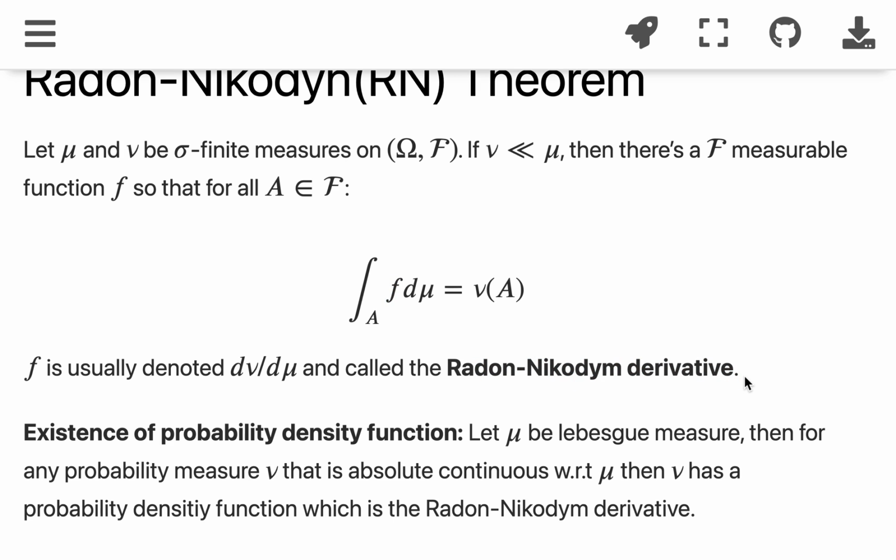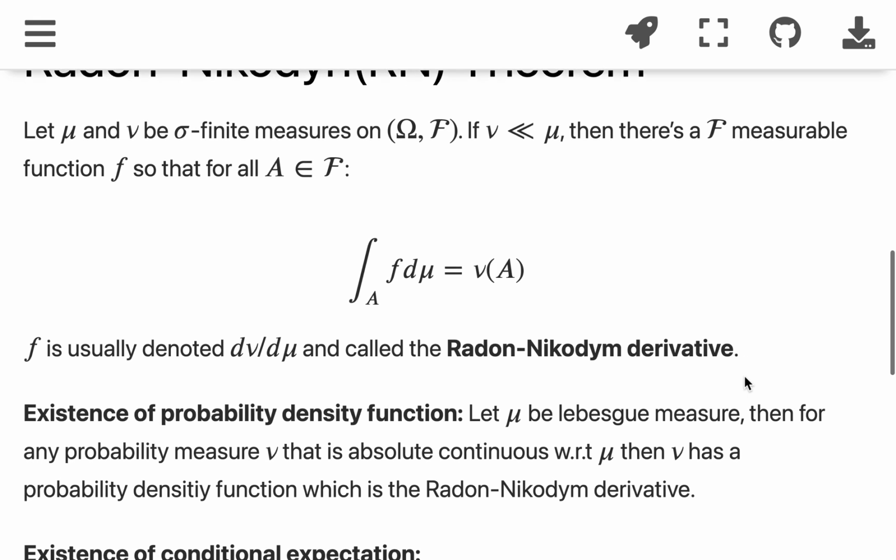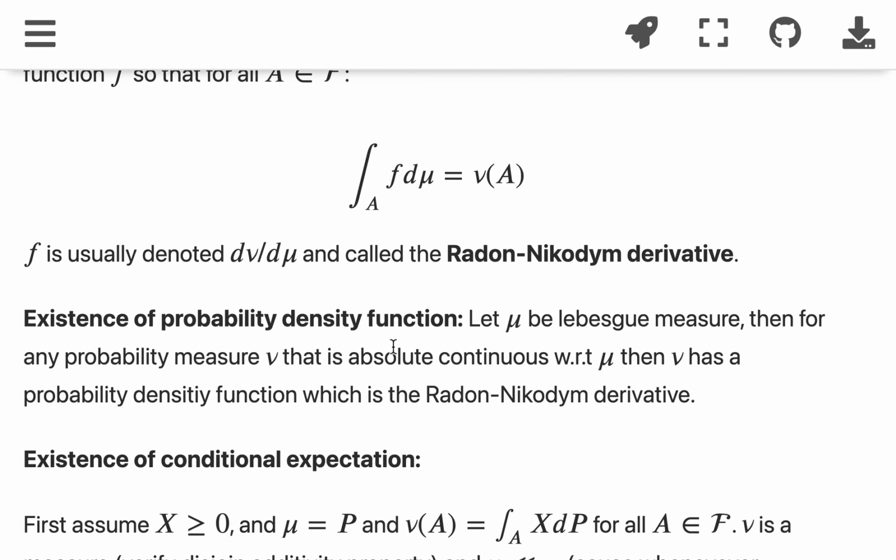We won't be proving that here. We're gonna look at the results of the Radon-Nikodym Theorem here. So the first thing is the existence of probability density function. We can let mu to be the Lebesgue measure, which will be pretty much the same as what we see in Riemann derivative, right? dx.